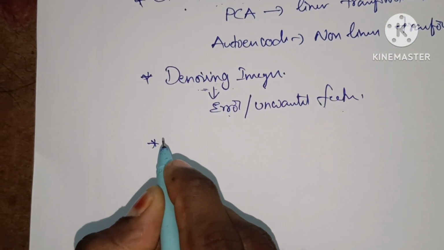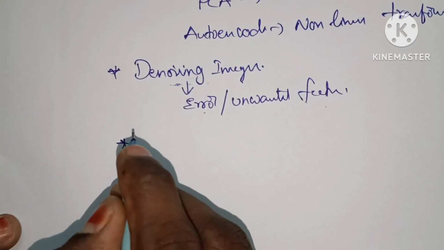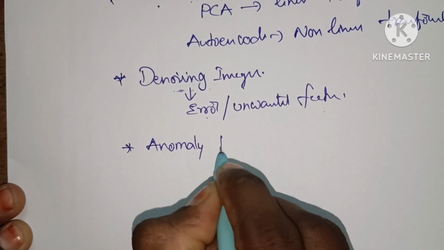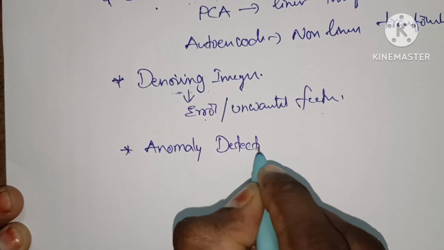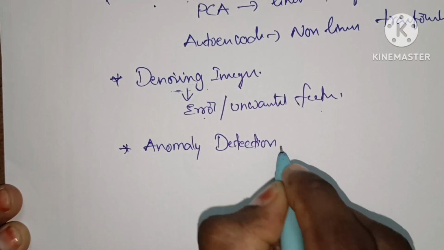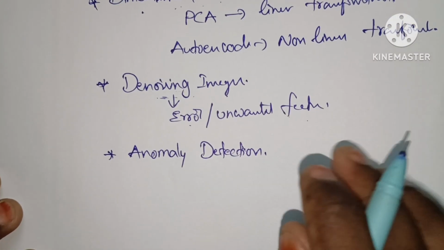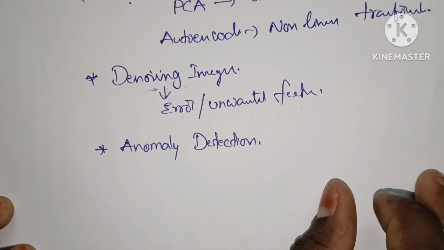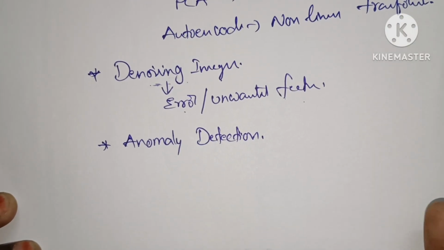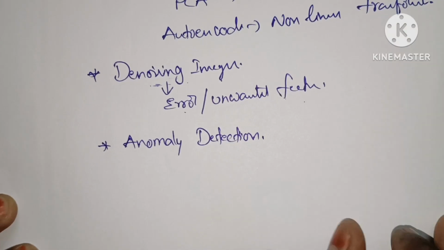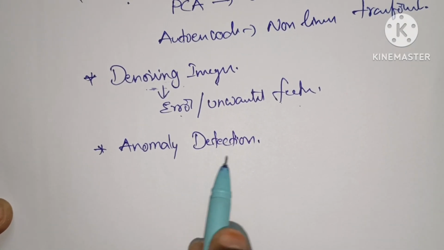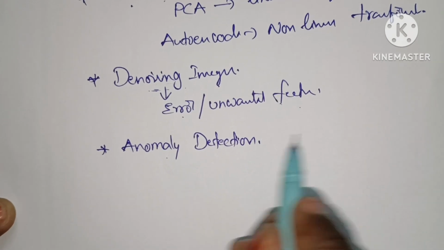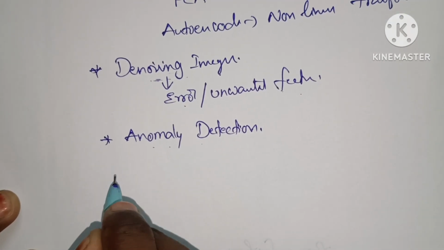Next one is anomaly detection. For example, we are processing cats and dogs and we classify the cats and dogs. But unfortunately, a fox, a bear, or any other type of animal may get mixed in. At that time, we can easily find out that this is a completely different pattern. That is called anomaly detection.